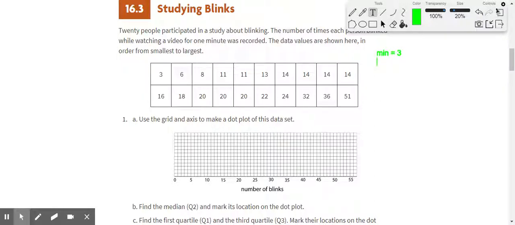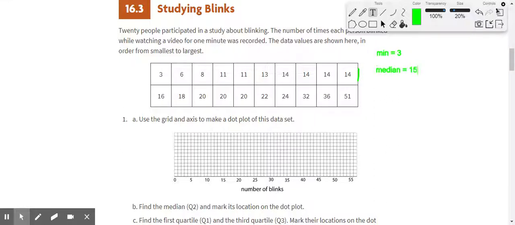The next thing we want to look for is the median. So I have half my data here and half of it here. In between 14 and 16 is where my median is going to be. So my median would be, we need to leave a little bit more space, so the median is 15.